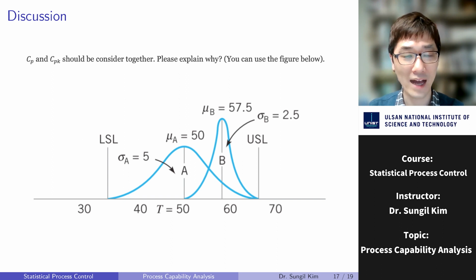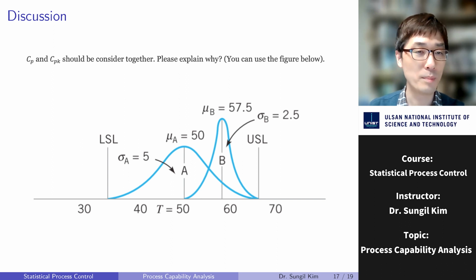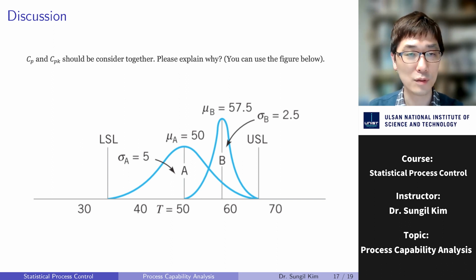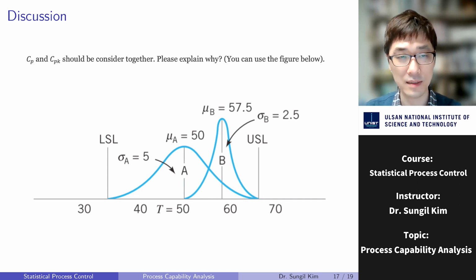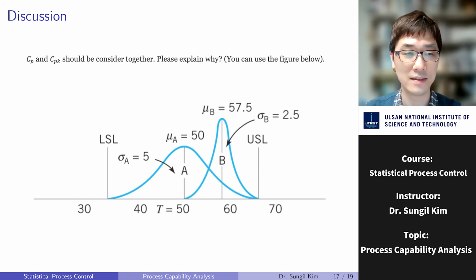This example shows why CP and CPK both should be considered together. Here are 2 processes having different values of mean and dispersion. If we plug those values into the CP and CPK formulas, it turns out that the 2 processes have the same CPK, but different CP. Therefore, to identify the properties of a process in terms of capability, we may need to consider both CP and CPK together.